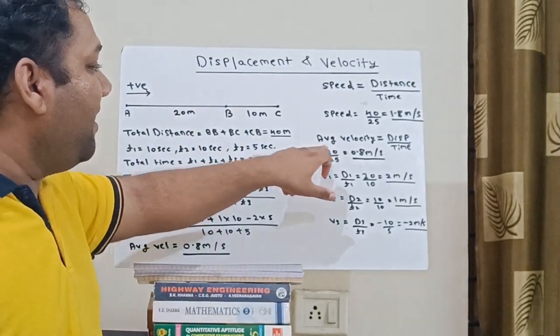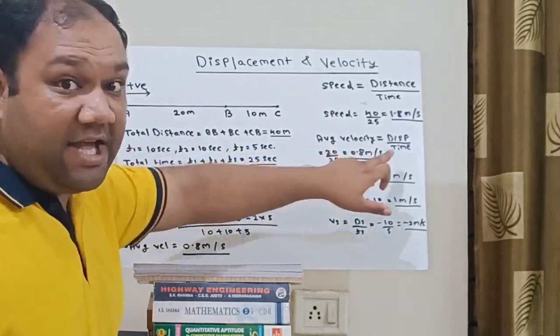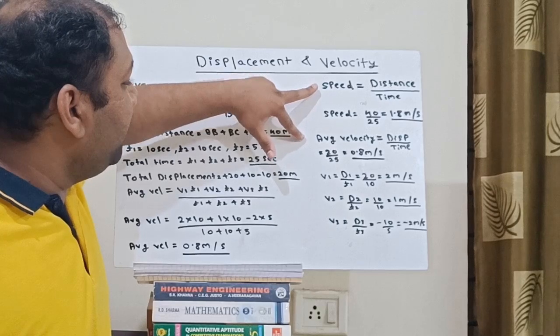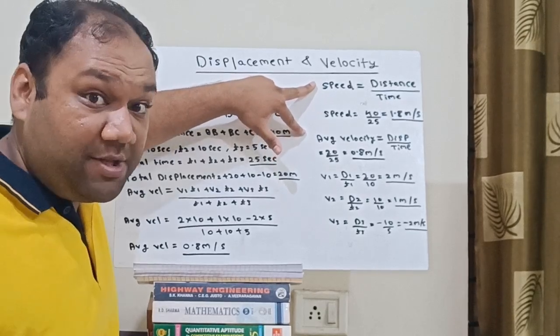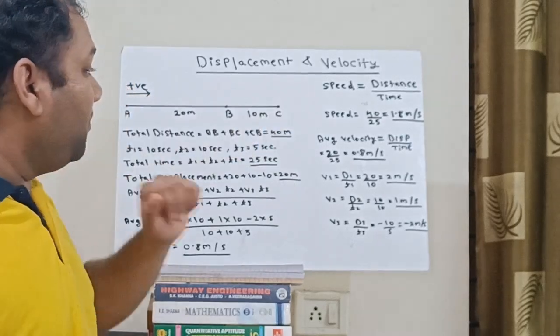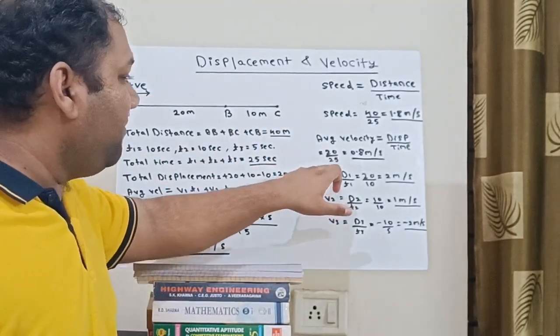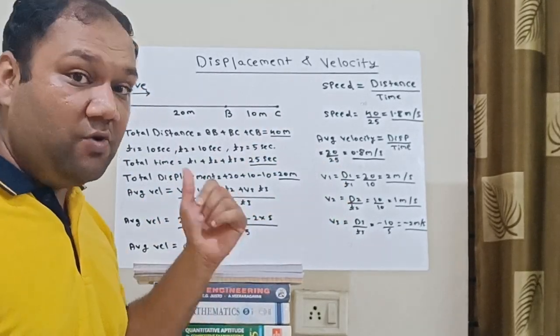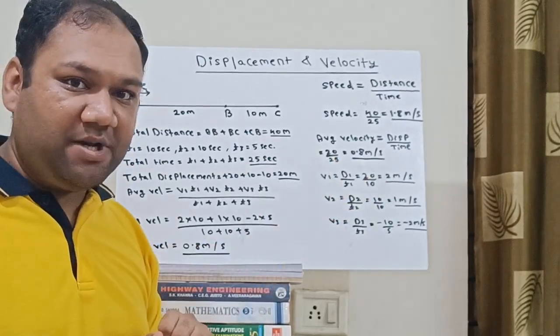So same formula: average velocity is equal to displacement upon time. You can see the analogy between these two formulas. Speed is equal to distance upon time, velocity is equal to displacement upon time. Total displacement 20 meters, total time 25 seconds. When you calculate it, you will get the answer 0.8 meters per second.